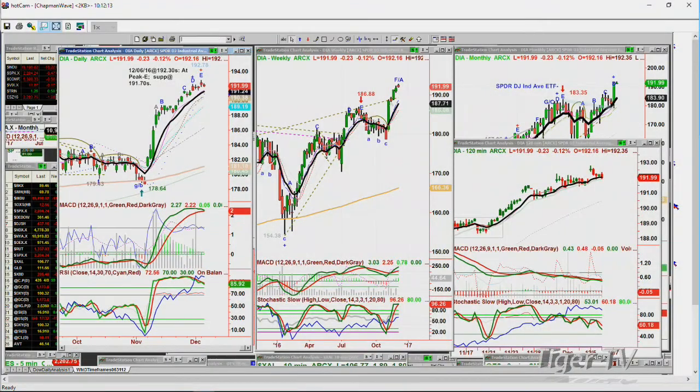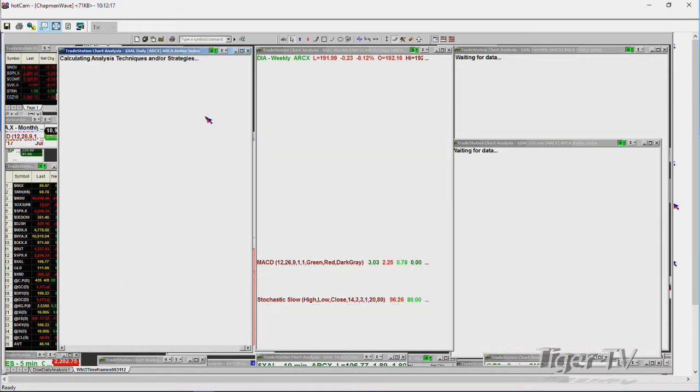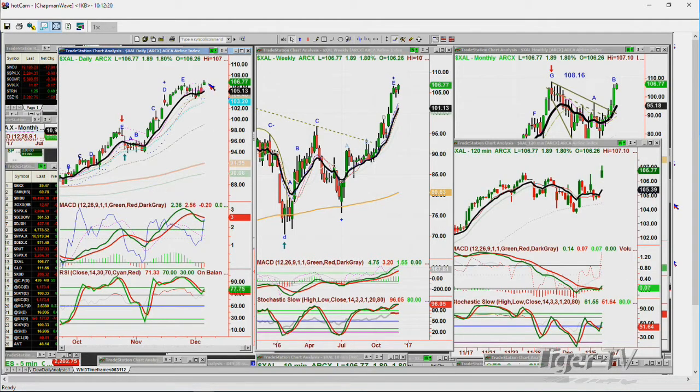You've got the XAL. This is the airline index. Why is it not hitting? Oh, there it is. XAL. At a peak E, maybe this is an F. Maybe it's even a recycle. But we'll see very soon. I think everything about this says that we're getting really close to some kind of a consolidation.